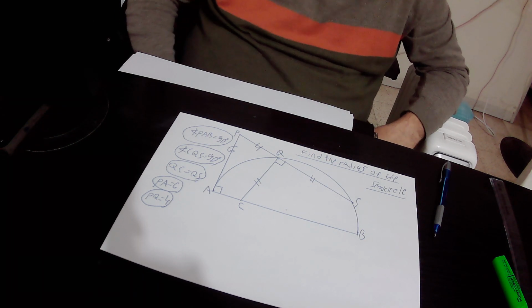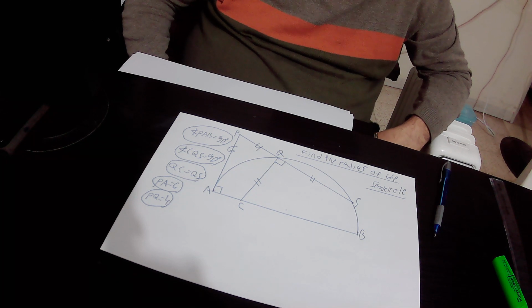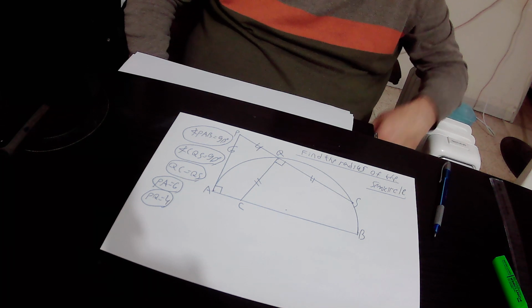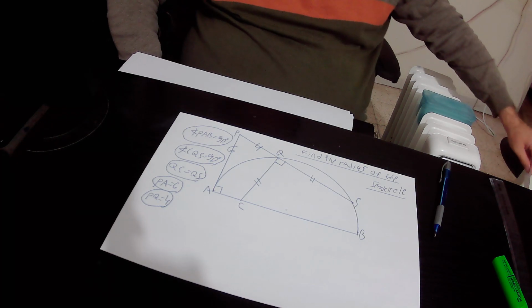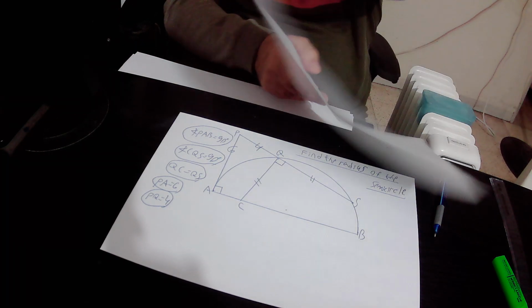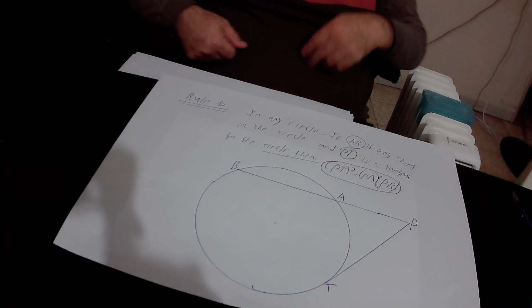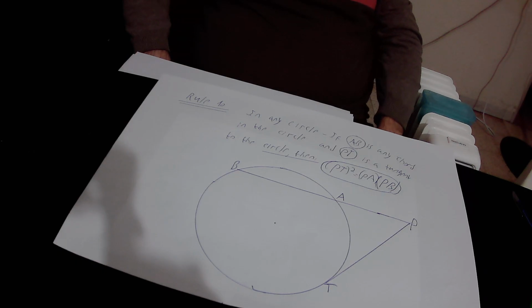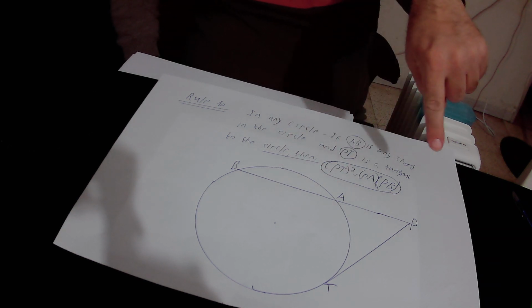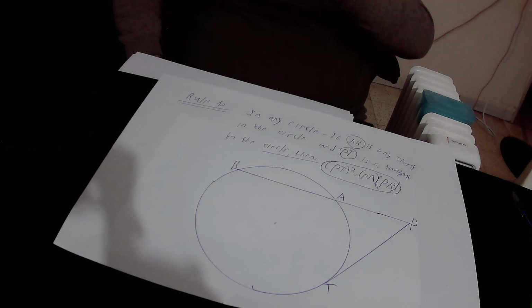So first of all, I will present to you a new rule, and we will implement the new rule in our drawing. The new rule is rule number 10. According to rule number 10, in any circle, if AB is any chord in the circle and PT is tangent to the circle, then the following equation is true: PT square equals PA times PB.